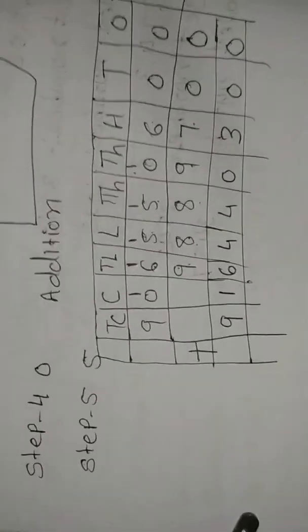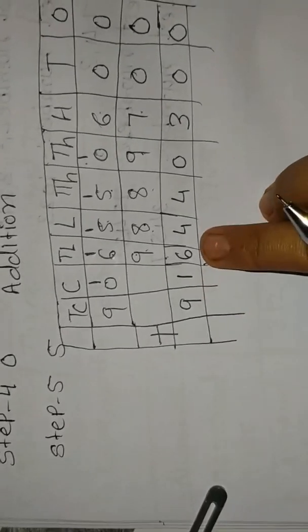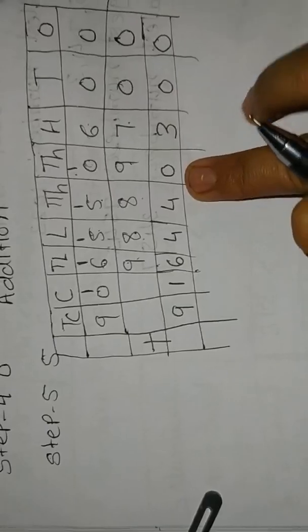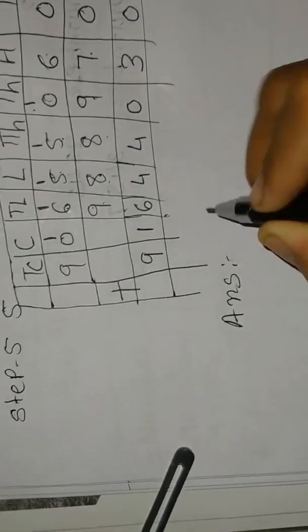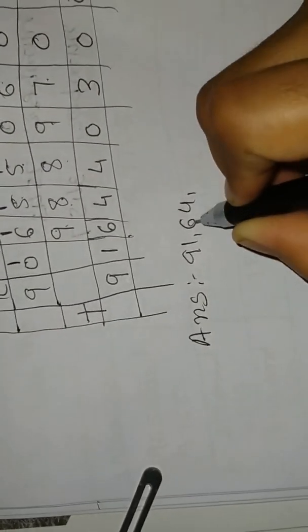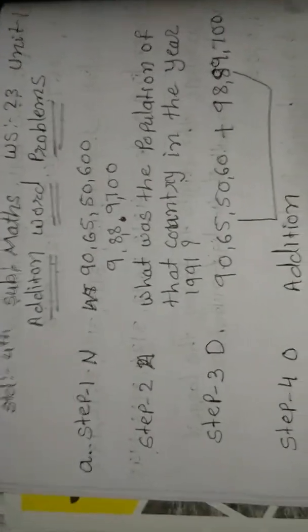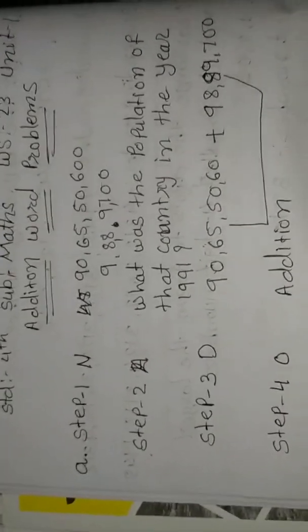Now students will get the answer: 91 crore 64 lakhs 14,300. The answer is 91 crore 64 lakhs 14,300. Now I'll give you 1 minute. You have to write this. You have to write step number first, second and third.